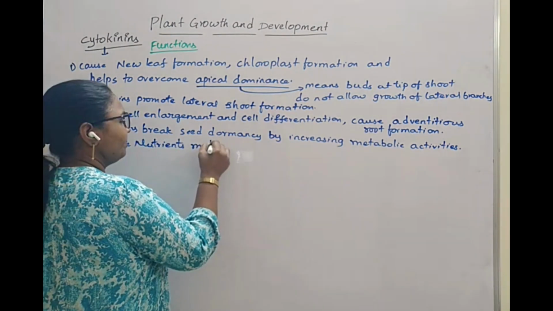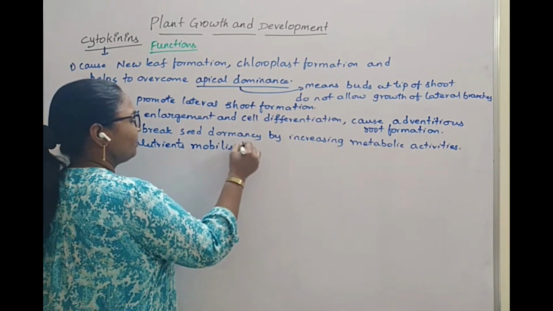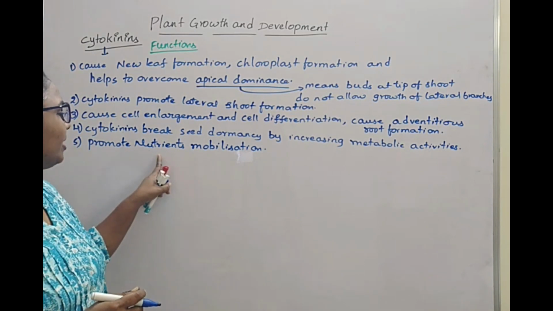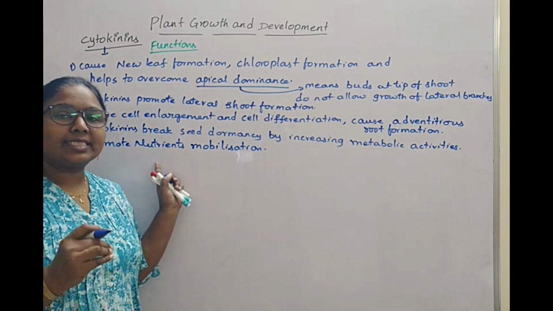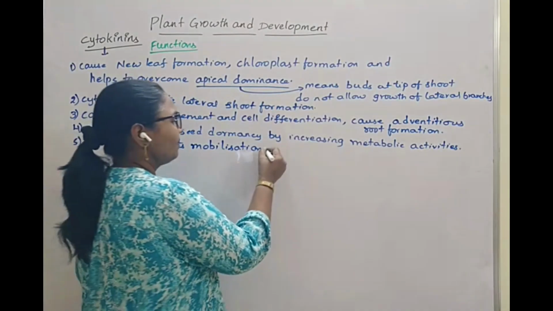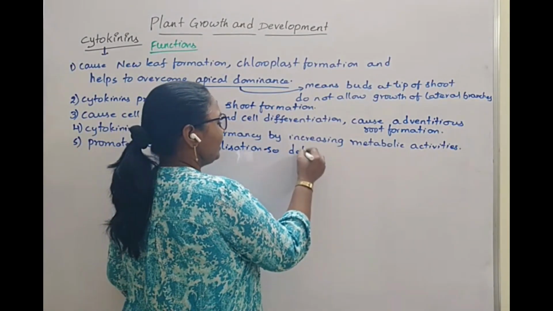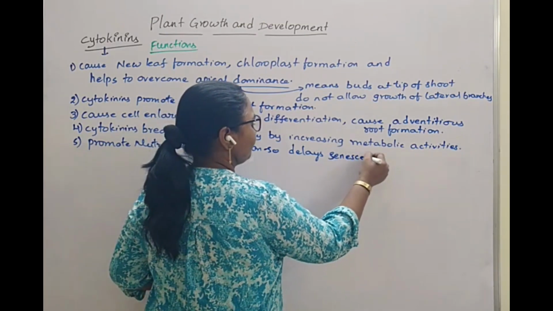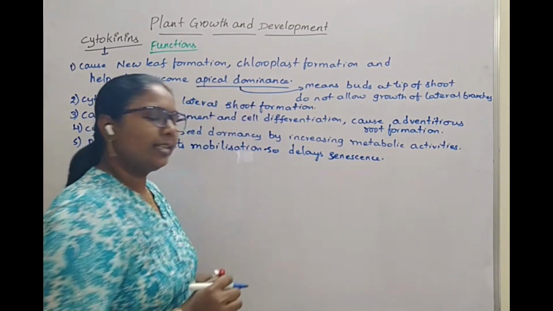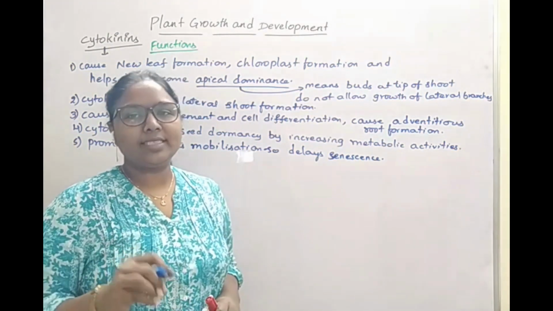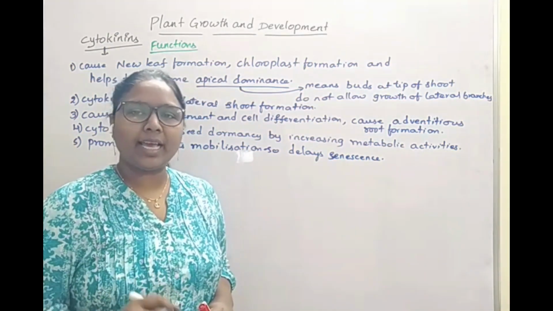Nutrient mobilization means that, because of this function, as nutrients are supplied, senescence of the plant, meaning aging of the plant, will be delayed. So it delays senescence. In general, senescence is the term we use when talking about plants. Aging is the term we use when talking about animals.